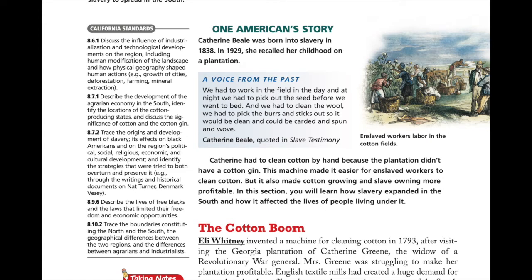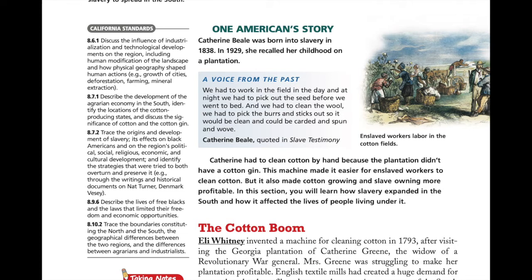We had to work in the field in the day, and at night we had to pick out the seed before we went to bed. And we had to clean the wool. We had to pick the burrs and sticks out so it would be clean and could be carded and spun and wove. Catherine Beale, quoted in Slave Testimony.